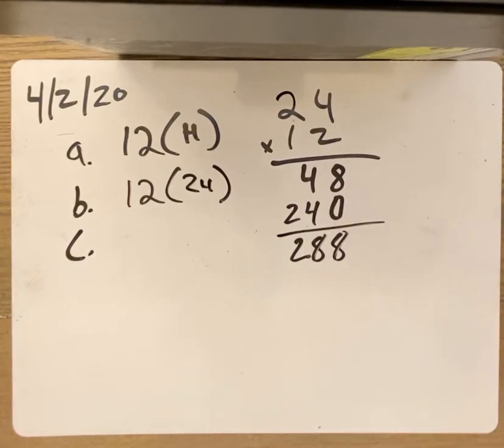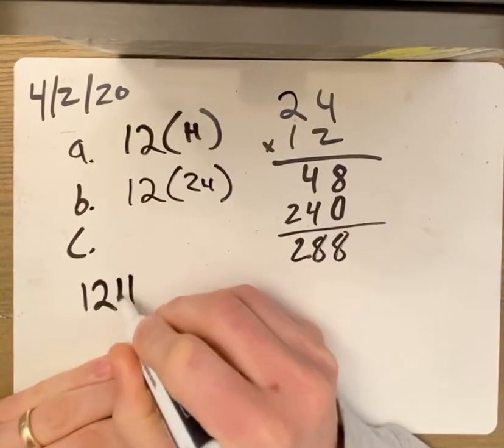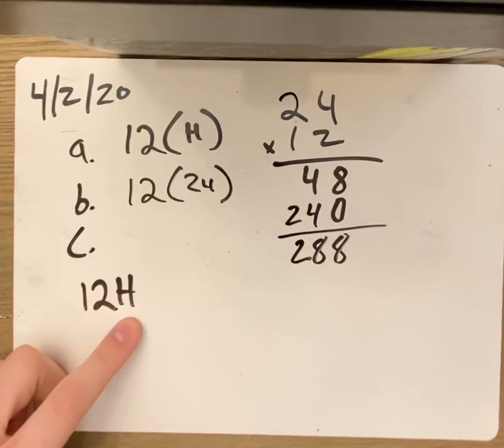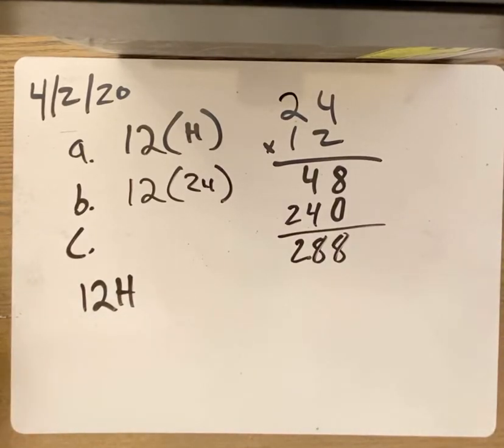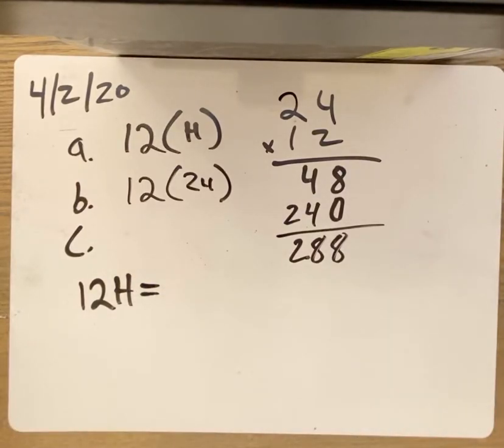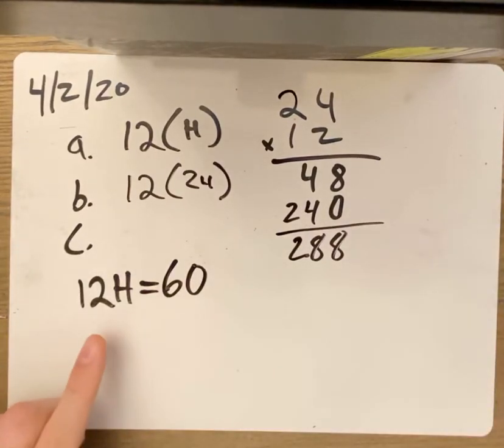So we know that they play 12 songs every hour. But we want to find out how long it takes them to play 60 songs, okay? So what I want to do is I'm going to set up an equation, okay? 12 times h, we don't know, okay? So I'm just going to set it equal to what I'm looking for. And I'm looking for 60 songs, right? So this is my new equation here.